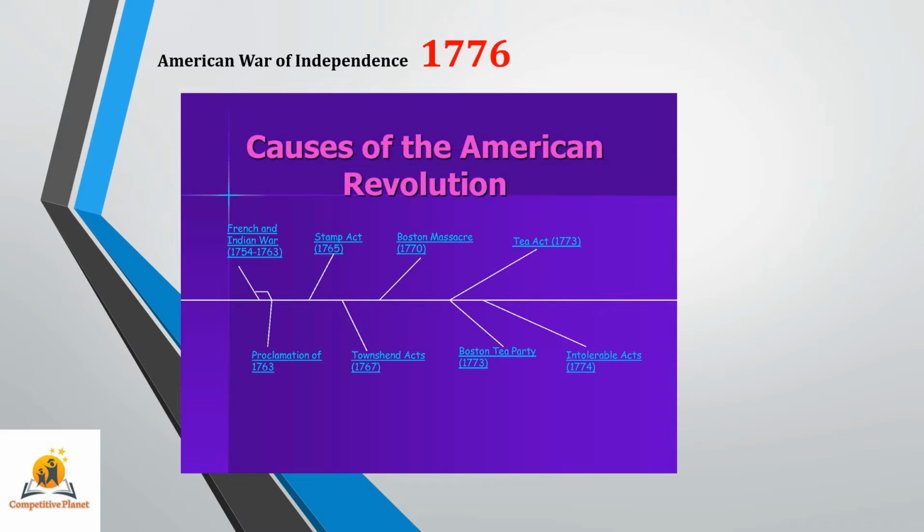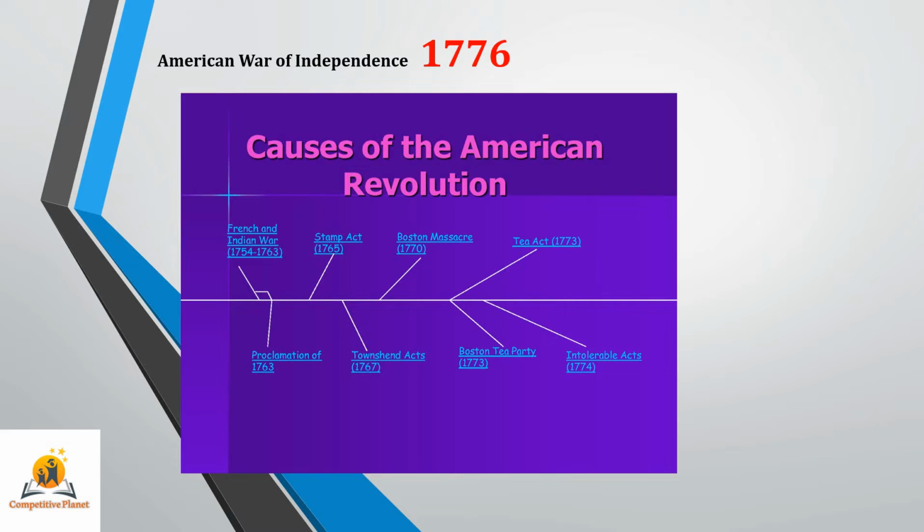There are different causes of the American Revolution, plotted in a fishbone diagram here. The different causes are the French and Indian War of 1754 to 1763, Stamp Act 1765, Boston Massacre 1770, Tea Act 1773, Proclamation of 1763, Townshend Acts 1767, Boston Tea Party 1773, and Intolerable Acts 1774. These are the main causes of the American Revolution. I have explained these causes in detail in later videos.